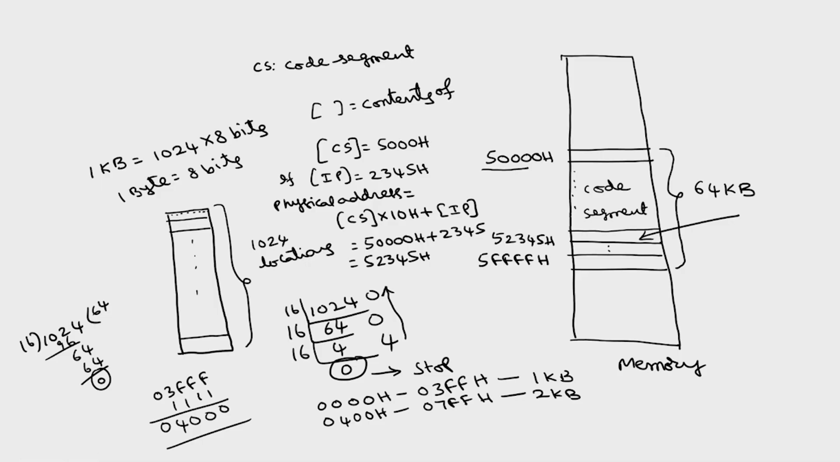So you have to take 5000H, the starting address. This is the starting 16 bits of this code segment. You have to take it into the code segment register. Then the offset from here to here, what is the offset? What is the difference between this address and this, 2345H? That you have to take into the instruction pointer. So this is the way to compute the physical address, knowing the code segment register and instruction pointer registers. Basically the purpose of the code segment register is to store the programs.